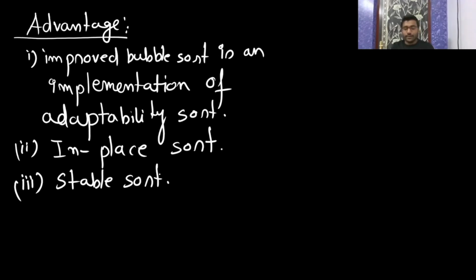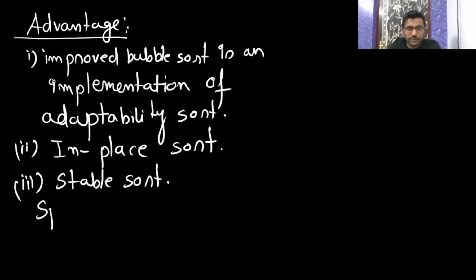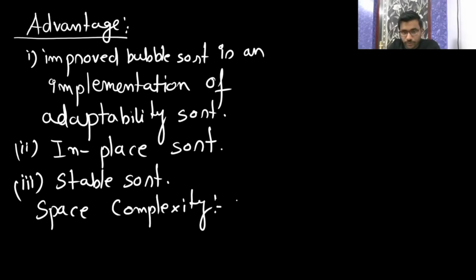The only disadvantage is that in the worst case this is going to take big O of n square. Now we will see. So let me first see space complexity. Space complexity is going to be big O of 1, because only constant memory you require.